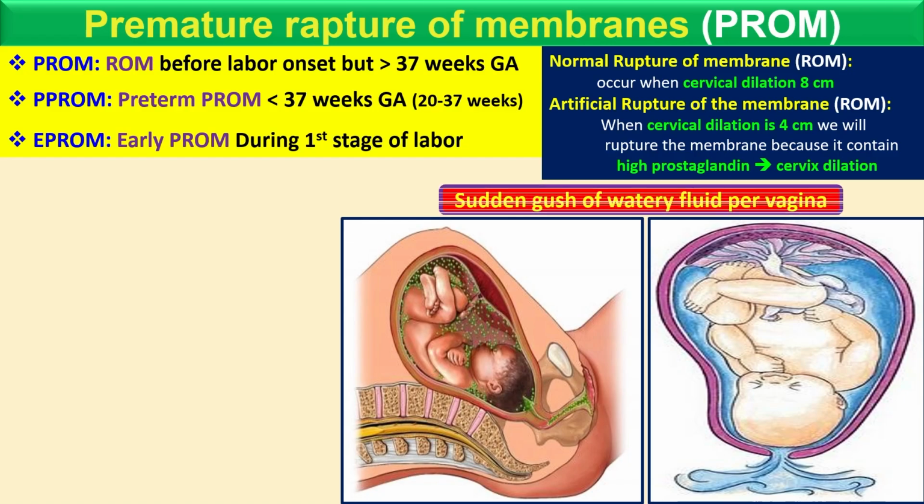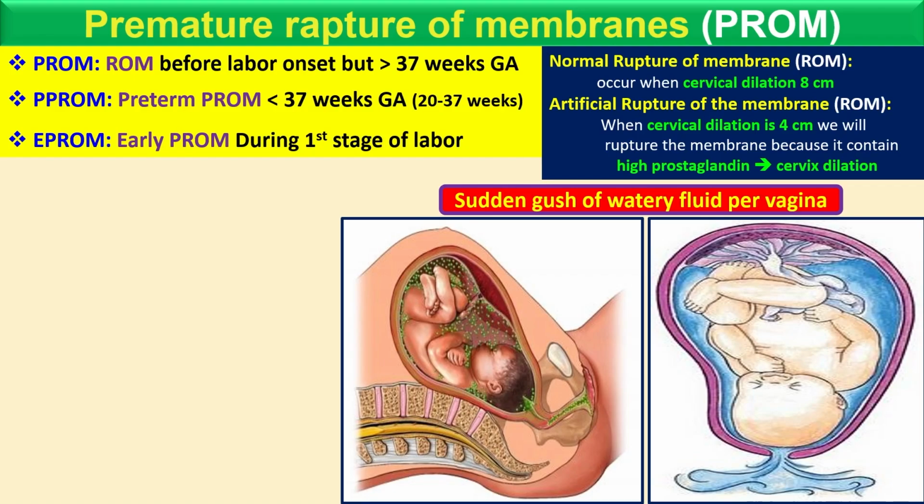Okay. And how does the pregnant woman present? There is a sudden gush of watery fluid per vagina. Sometimes the patient may confuse it with urine. So the most common presentation is the wetting of the female pad. Okay, so they consider it's urine, but it's the amniotic fluid.